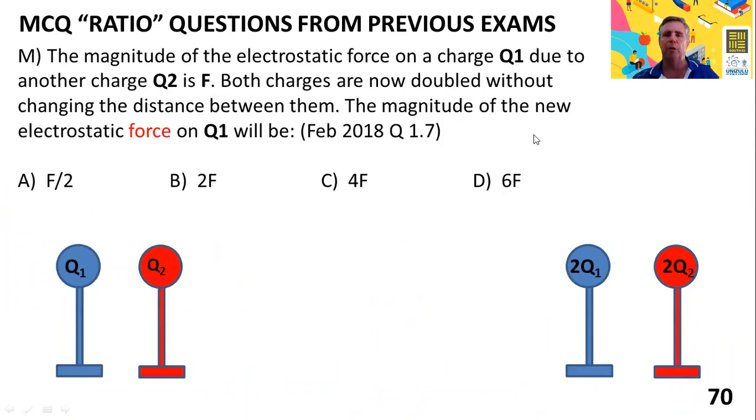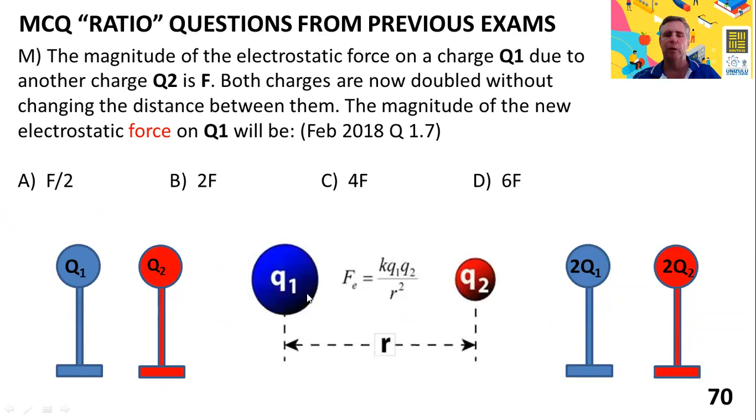The last one, number M at the bottom of page 70. Magnitude of the electrostatic force on charge Q1 due to another charge Q2 is F. Both charges are now doubled without changing the distance. What will the new force be? Now again, this is a straight Coulomb's law example. Coulomb's law, F equals k Q1 Q2 over r squared. We don't change the distance, which actually makes things easier, but the charges are both doubled. So therefore the force becomes 2 times 2, which is 4 times as much, quite a simple one. And the correct answer there is C.